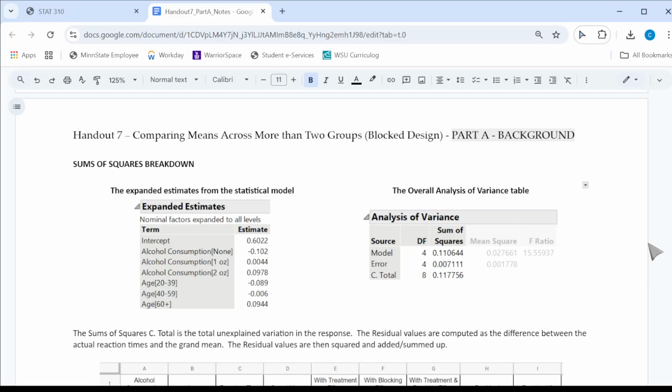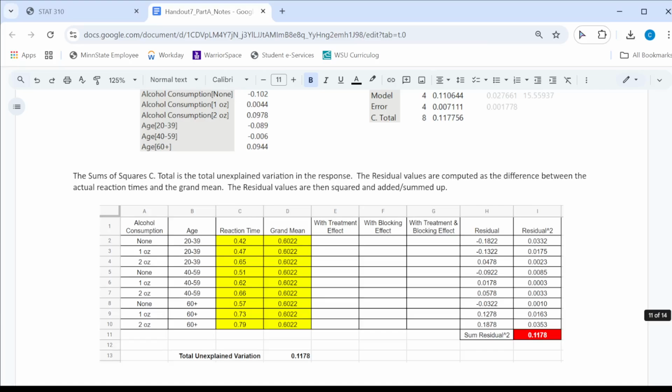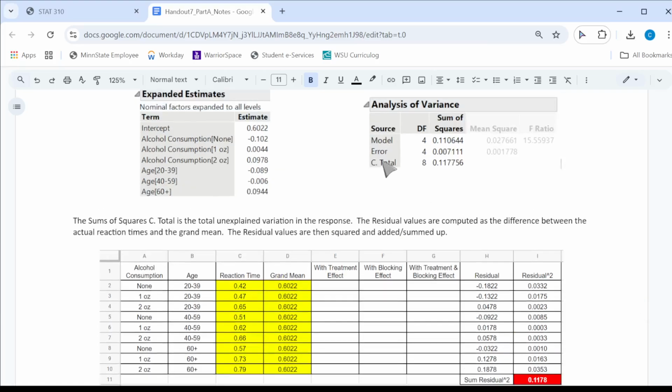Okay, so a statistical model is certainly built on those sums of squared error terms again. So this table here, the heart of this table are these quantities right here. And if we go back and think about what we did back in Handout 6, much of this is going to be very similar. So the corrected total, the C total column or row here, there was a total of 9 subjects. So that leaves 8 degrees of freedom. And I get a sums of squares total value of 0.1177.